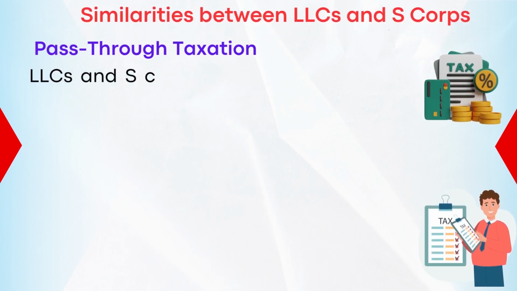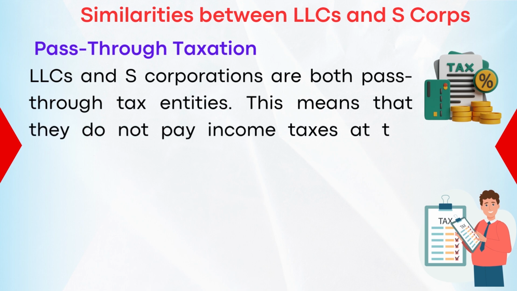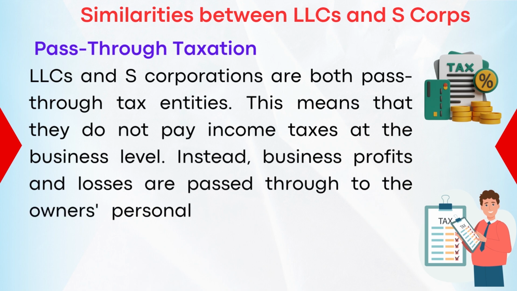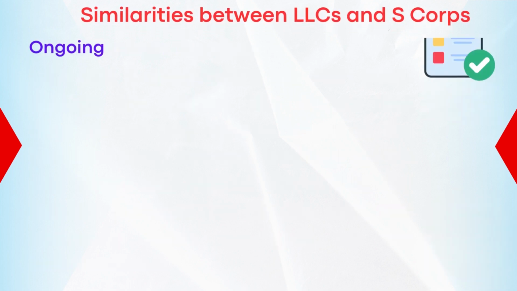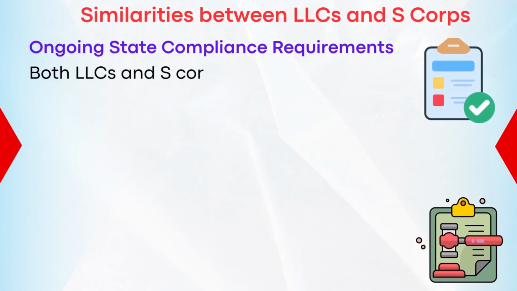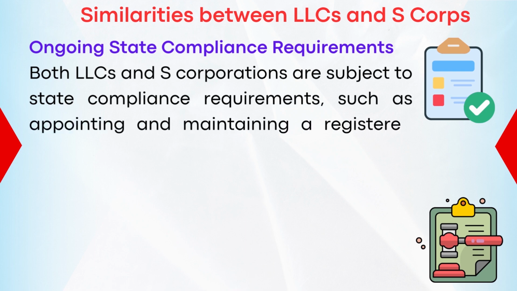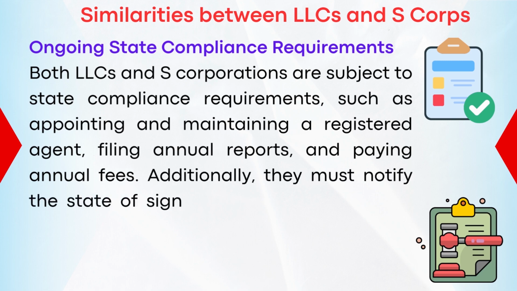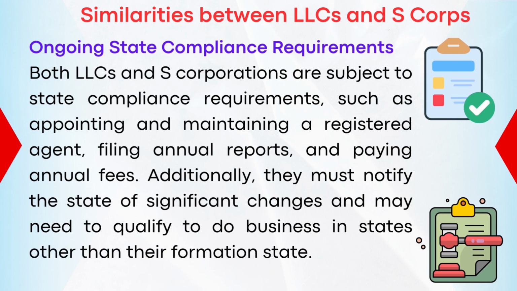Pass-through taxation. LLCs and S corporations are both pass-through tax entities. This means they do not pay income taxes at the business level. Instead, business profits and losses are passed through to the owners' personal tax returns, and any necessary taxes are paid at the individual level. Ongoing state compliance requirements. Both LLCs and S corporations are subject to state compliance requirements, such as appointing and maintaining a registered agent, filing annual reports, and paying annual fees. Additionally, they must notify the state of significant changes and may need to qualify to do business in states other than their formation state.